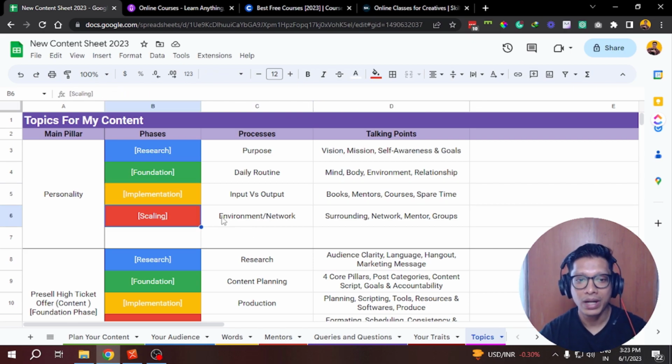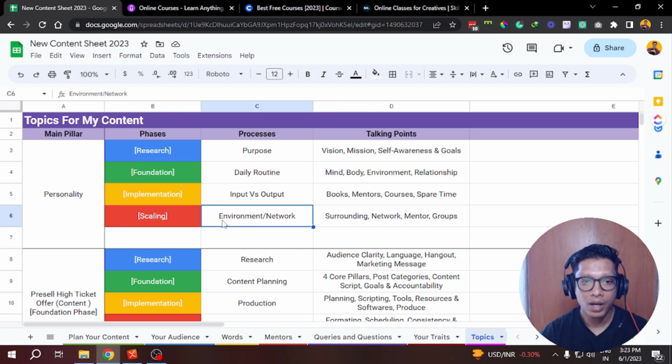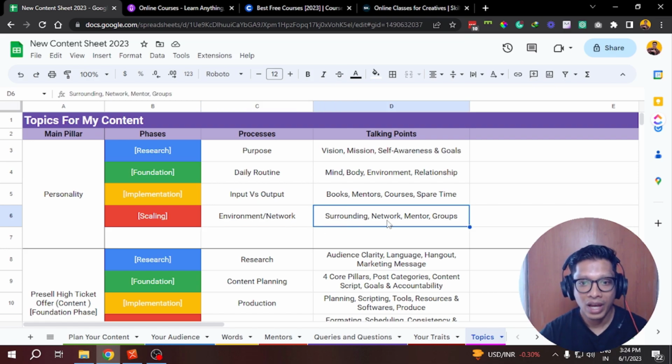And the final part is scaling, how they can become a better person, even better than they actually are, right? So this is where I share with them that they should build their network, make their environment better, improve their surroundings, have their own network of successful people, having a mentor, having their own group and community. Okay, and then how they can go ahead and build it.